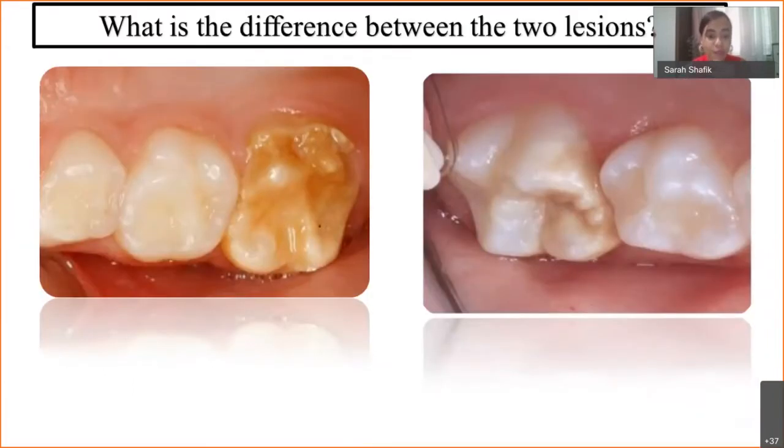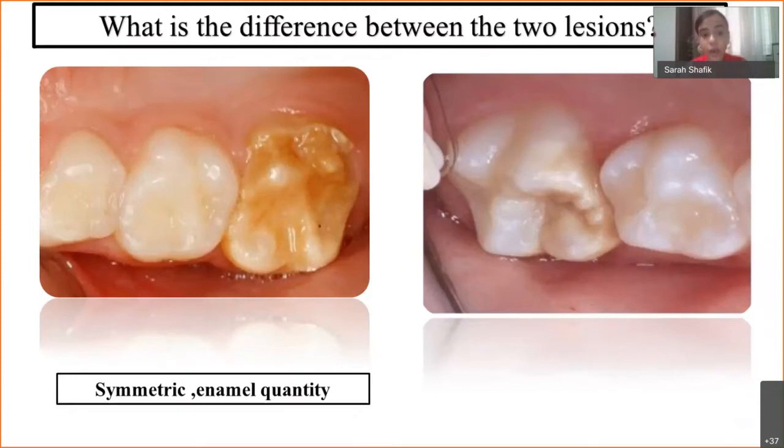Well, the difference between hypoplasia and hypocalcification is very important, because the hypoplasia's treatment was discussed by Dr.